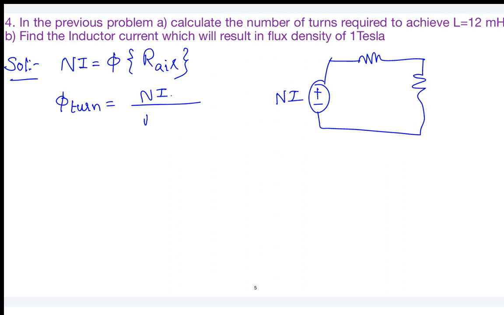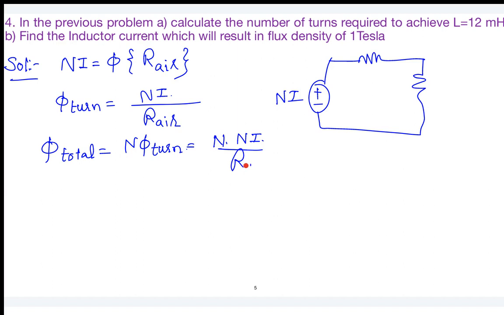So what is the total flux linkage now? The total flux linkage is N into the flux per each turn. Okay, that is nothing but N into Ni divided by the reluctance of the air gap. So the total flux linkage divided by I is nothing but your inductance, which is N square divided by the reluctance of the gap. So you can use this formula now.